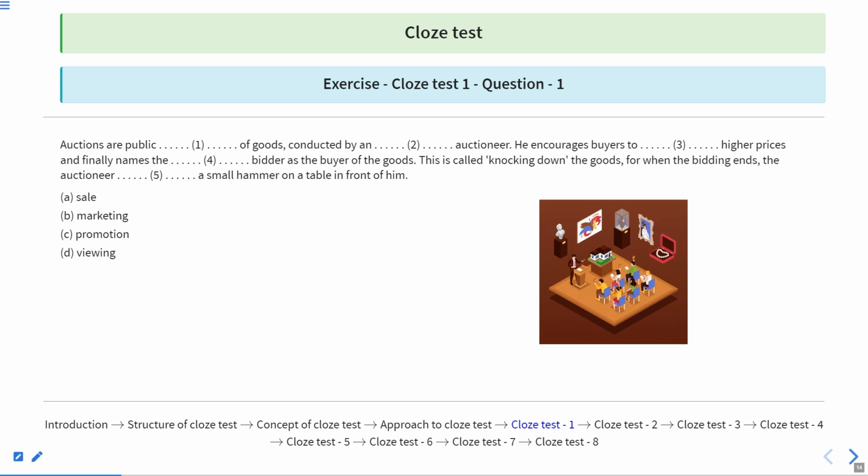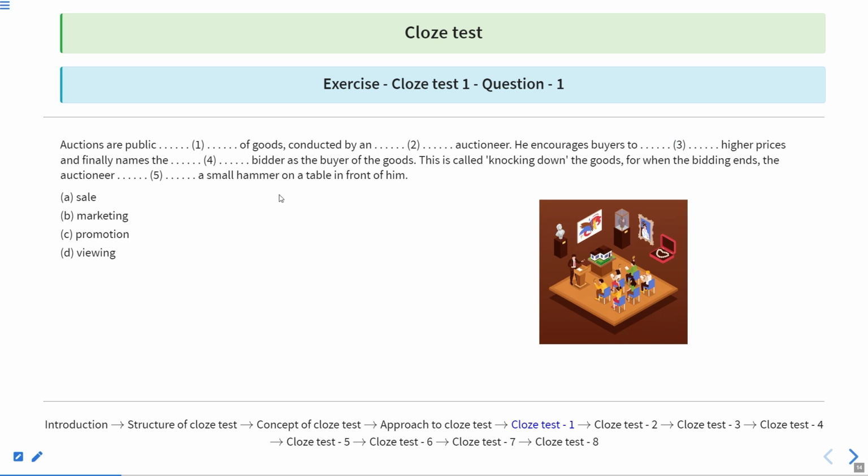So there is an auctioneer. He is holding a public something of goods, and it is done by something which is preceded by "an". So this particular word, which is in the presence of "an", must start with a vowel. He encourages buyers to dash, probably higher prices.